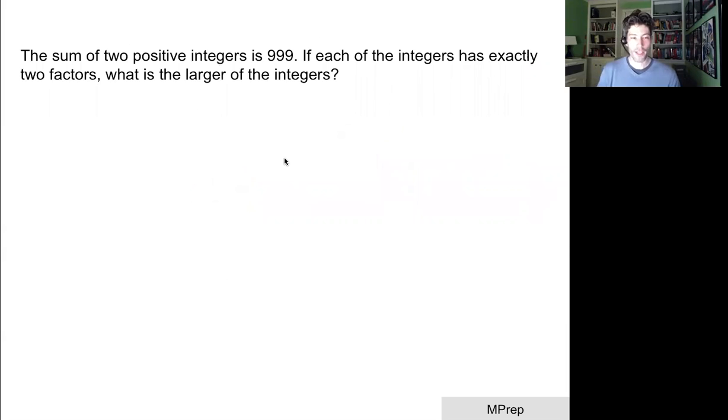The sum of 2 positive integers is 999. I want you to take a moment and think about what you can infer from that. If the sum of 2 positive integers is 999, from that, what do you know?